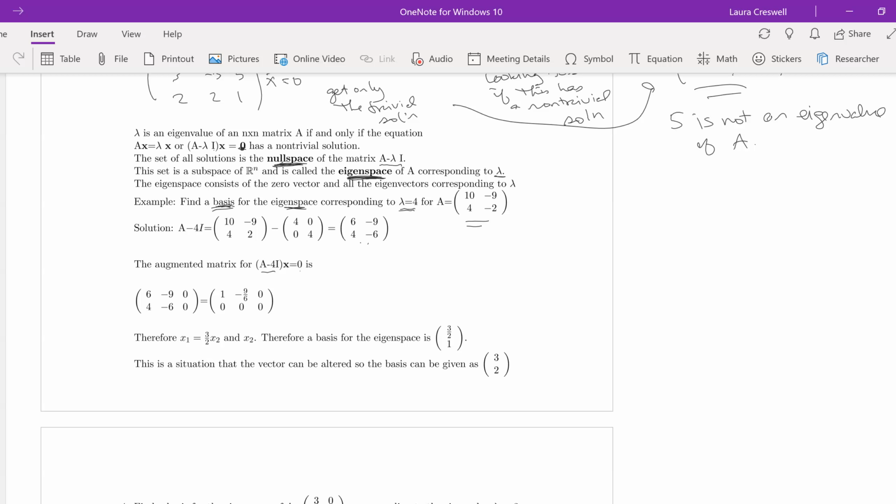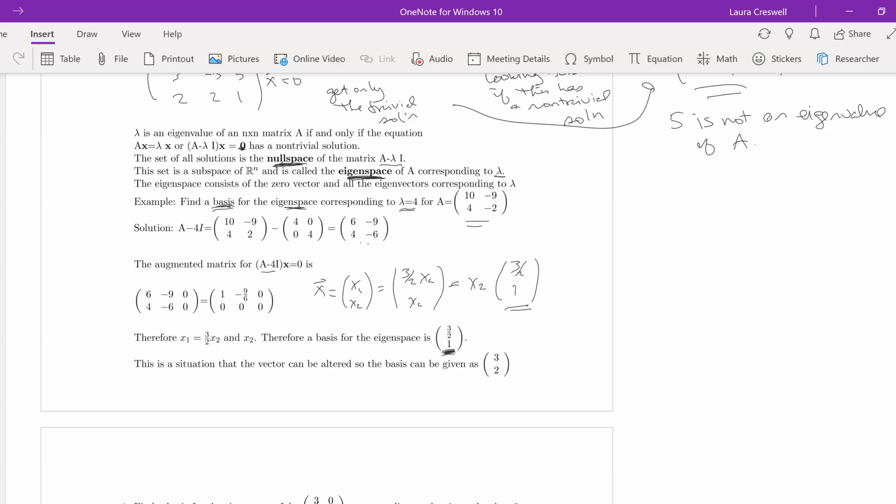So what does this mean? This means x1 is equal to 3 halves x2, and then x2 is a free variable. So my vector x1, x2 is 3 halves x2, x2. Factor out the x2, so hopefully you're comfortable with this. So this is a basis for my eigenspace. What does a basis mean? It means any linear combination of this one vector spans all the solutions.